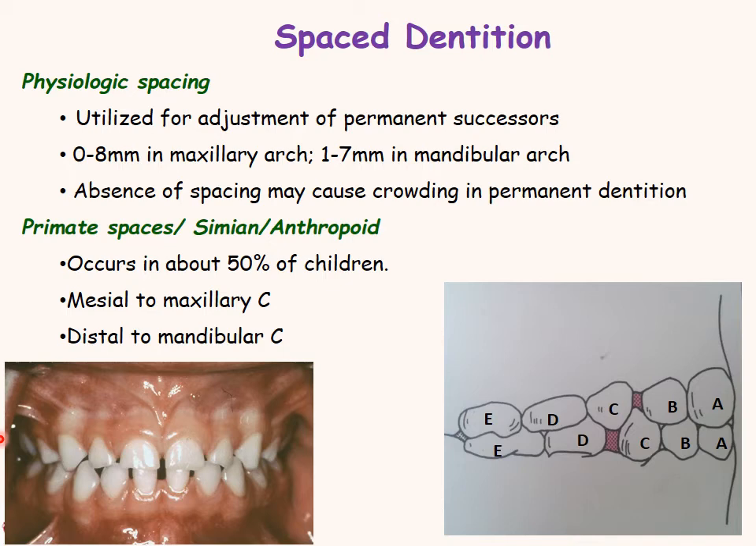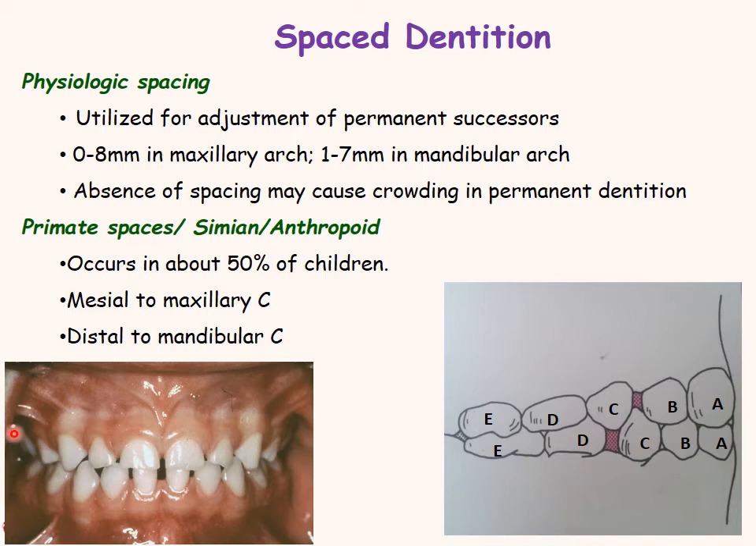In the maxillary arch, we see around 0 to 8 mm, while in the mandibular arch it is around 1 to 7 mm. Absence of spacing may cause crowding in the permanent dentition. So the spacing that you see is natural and ideal. A dentition should be spaced for the permanent successor to erupt without any crowding in the permanent dentition. But if there is no spacing, there are chances of crowding occurring in the permanent dentition.